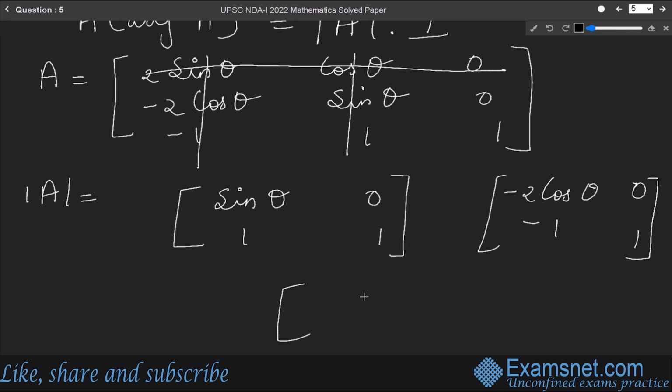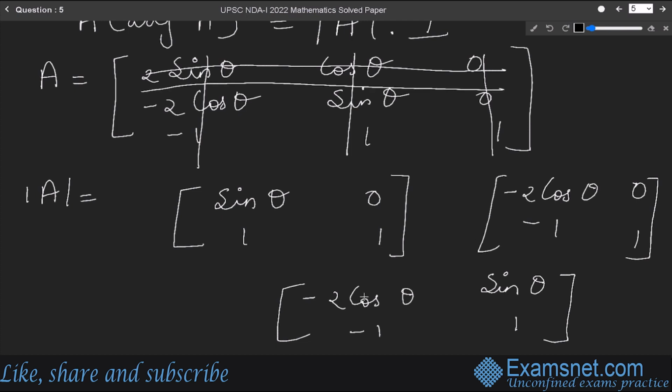Again, removing first row and third column, the remaining terms are minus 2 cos theta, minus 1, sin theta and 1. After this step, we have to multiply 3 terms in these brackets, and the 3 terms are of the first row. So the first term will be multiplied with first bracket, the second term with second bracket, and the third term with third bracket. Now it goes like plus, minus, plus, minus.